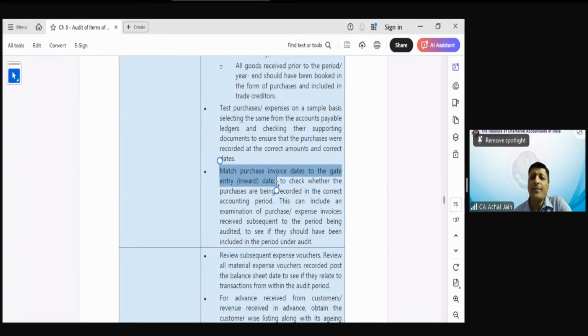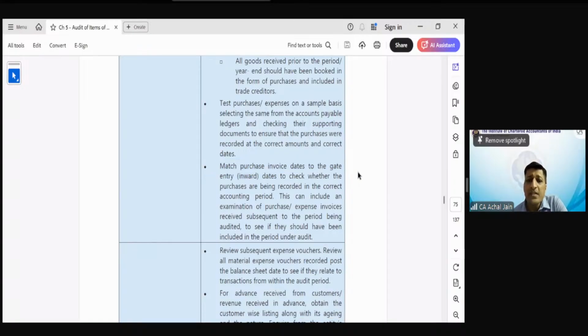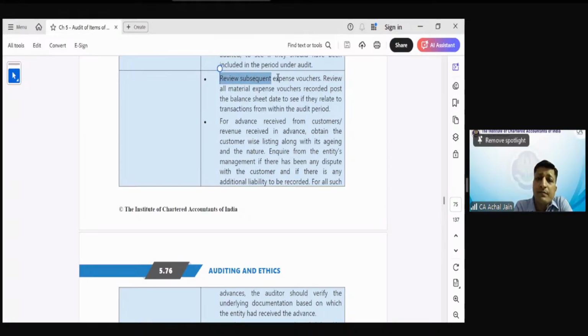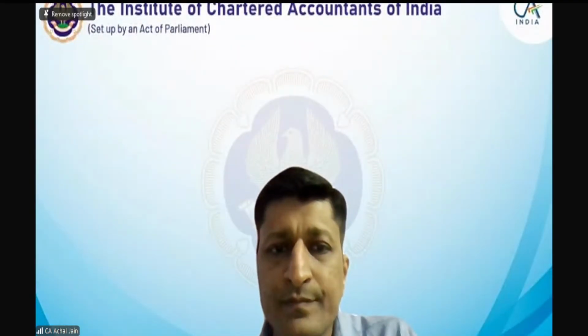Then next, review the subsequent expense vouchers. Now, once again, another very important procedure which is required to be performed is called subsequent testing. And what is the objective of performing this procedure? See, the objective of performing this procedure is to ensure completeness. Now, let's try to understand how this subsequent testing is performed.